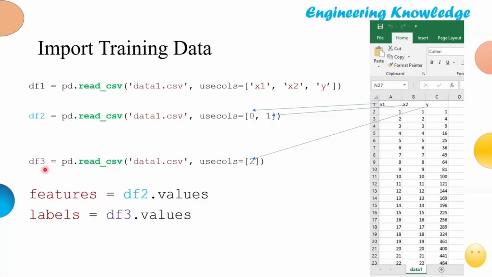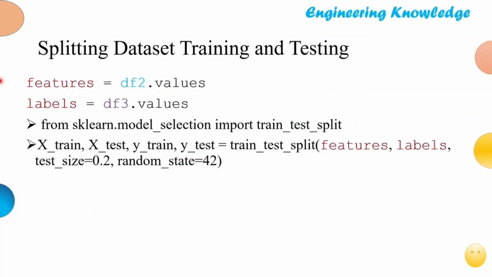And similarly, I want a different data frame variable. So I will declare df3 as pd.read_csv to read the file named data1.csv, and I will import column 2, which represents the third column, which is y. So I will take df2.values to be features, and df3.values as labels. Now, basically, I will try to split the data set into training and testing data sets. So from sklearn.model_selection, I import train_test_split.